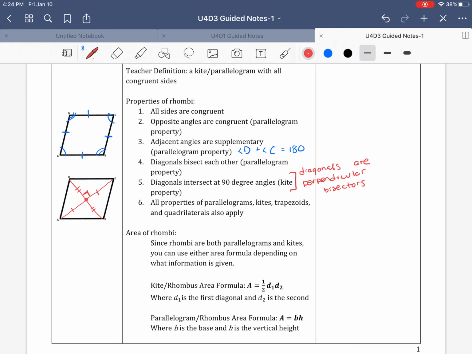In order to find the area of a rhombus, because they're both parallelograms and kites, you can use either formula depending on whatever information is given. Just keep in mind, if we're talking about a rhombus, you still need that vertical height. So you still need to figure out what this height is and not the slant height.